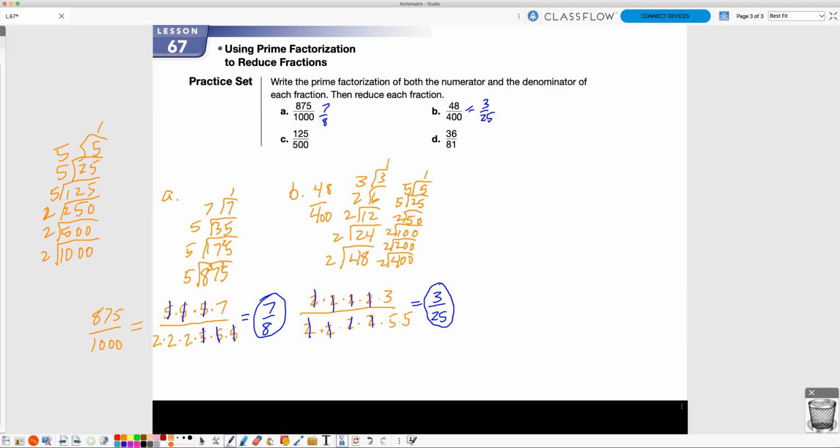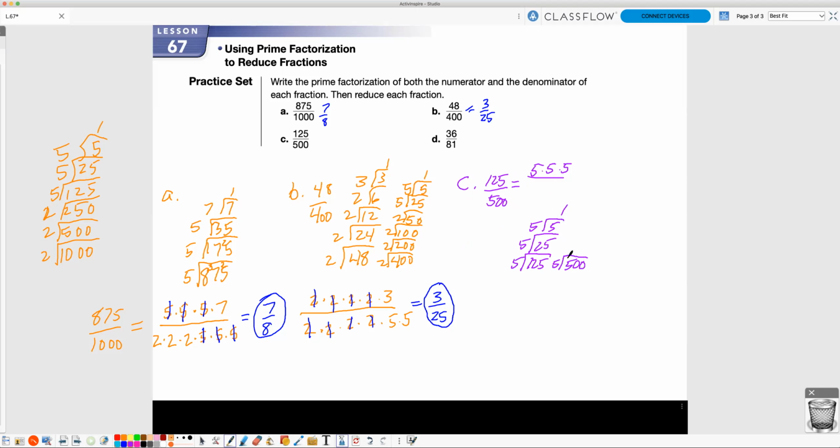For letter C, 125/500ths. So to get the prime factors of 125, I'm going to do division by primes again. That'd be 5, 25, 25 divided by 5 is 5, 5 divided by 5 is 1. So the numerator of this is going to be 5 times 5 times 5. The denominator is going to be 500.